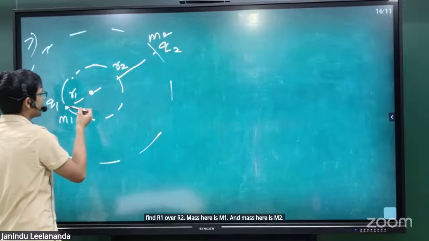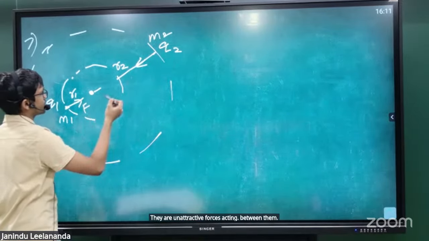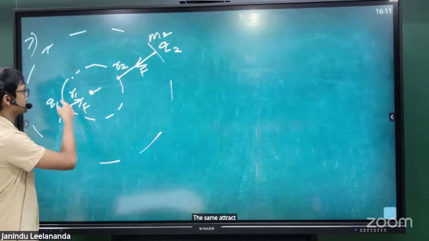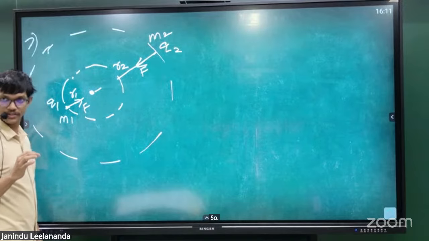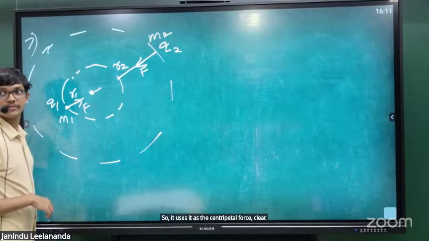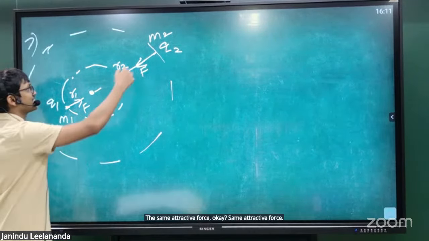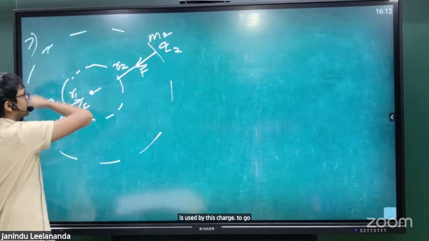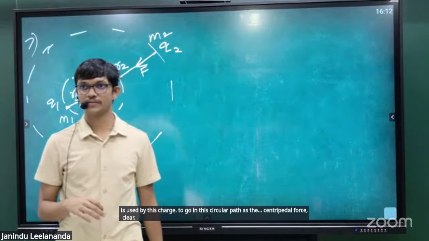Their own attractive force is acting between them. The same attractive force Q1 uses to go in this circle, so it uses it as the centripetal force. Clear? The same attractive force is used by this charge to go in this circular path as the centripetal force. Clear?